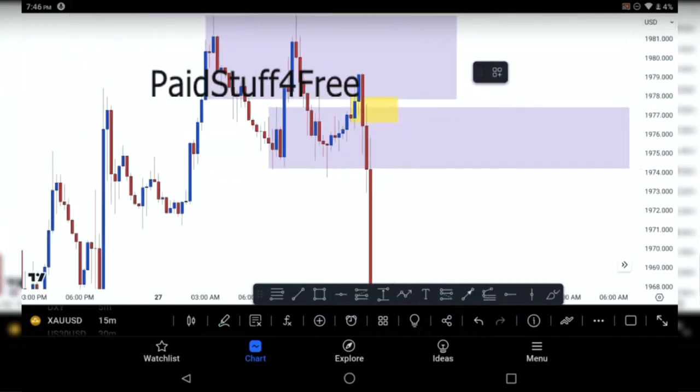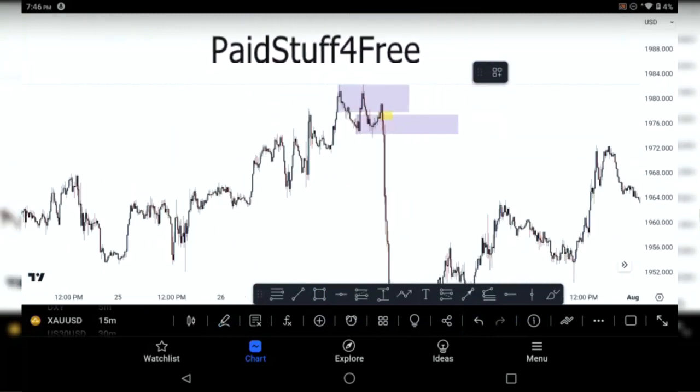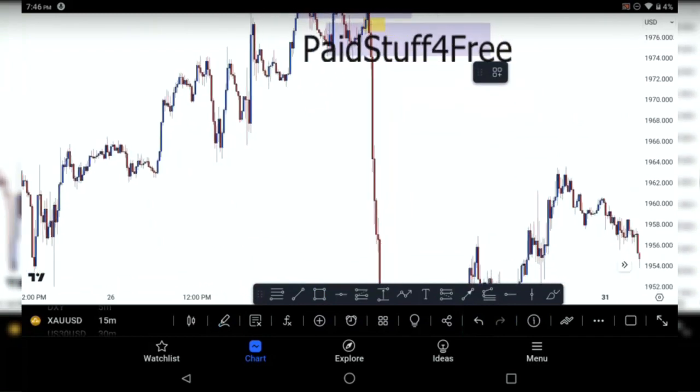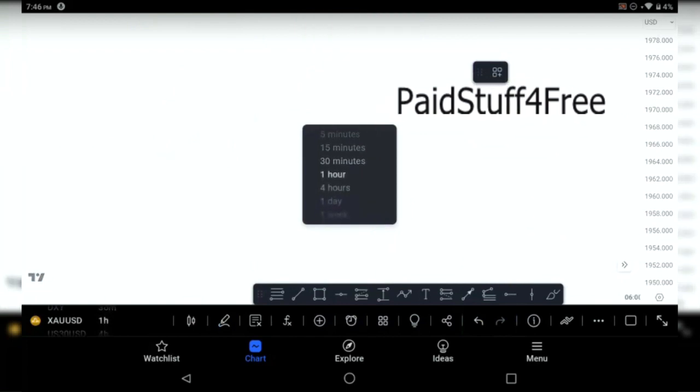Yes. 15-minute entry. Boom, straight up. Very simple. Good. Engulfing failed. Entry at engulfing failed. So good. 1 hour. Where are we heading to?